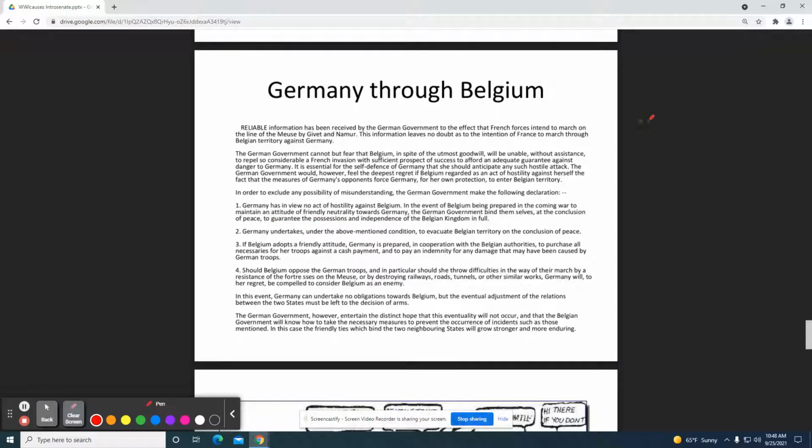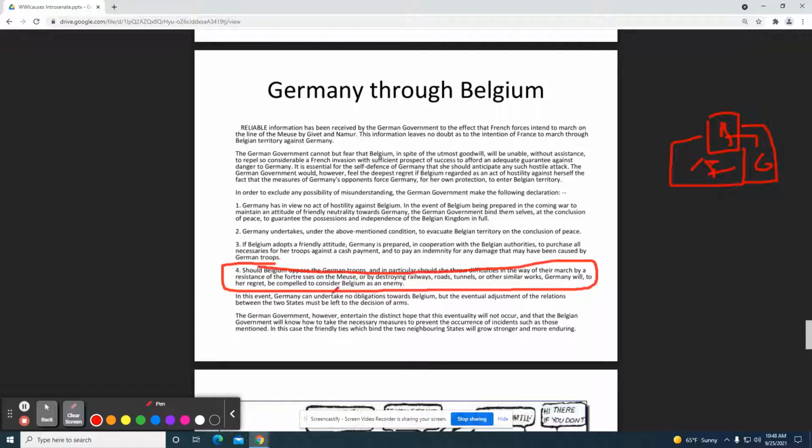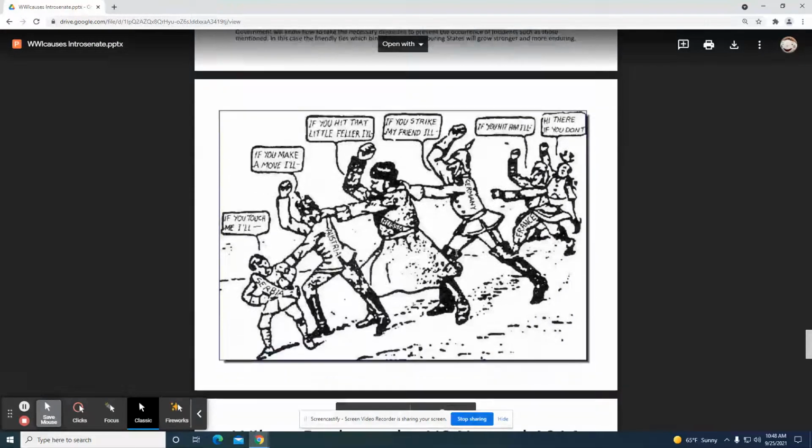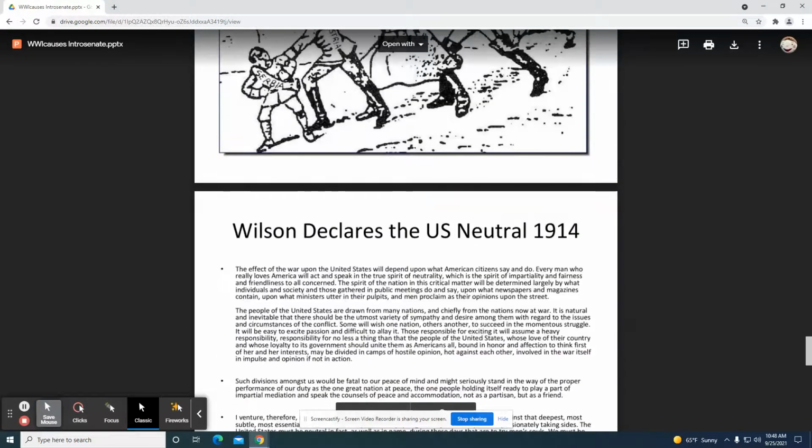that they're about to attack France, but they want to be able to go through Belgium. So this puts Belgium in a tough spot. If Germany is allowed to go through Belgium, then Belgium is going to have to go to war with France. If they don't, then according to the document, it says if Belgium opposes German troops, then Germany will be compelled to consider Belgium as an enemy, and then Germany will go to war with Belgium. So you want to think about whether or not Germany is the aggressor here, if they're putting Belgium in some sort of odd predicament. And again, this goes back to this political cartoon that's ultimately going to drag the British in.